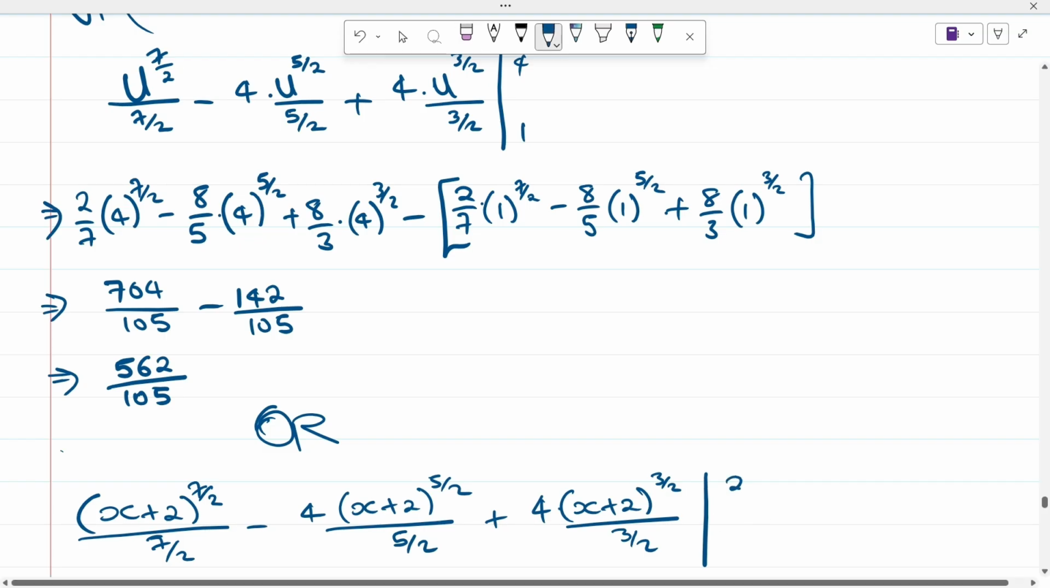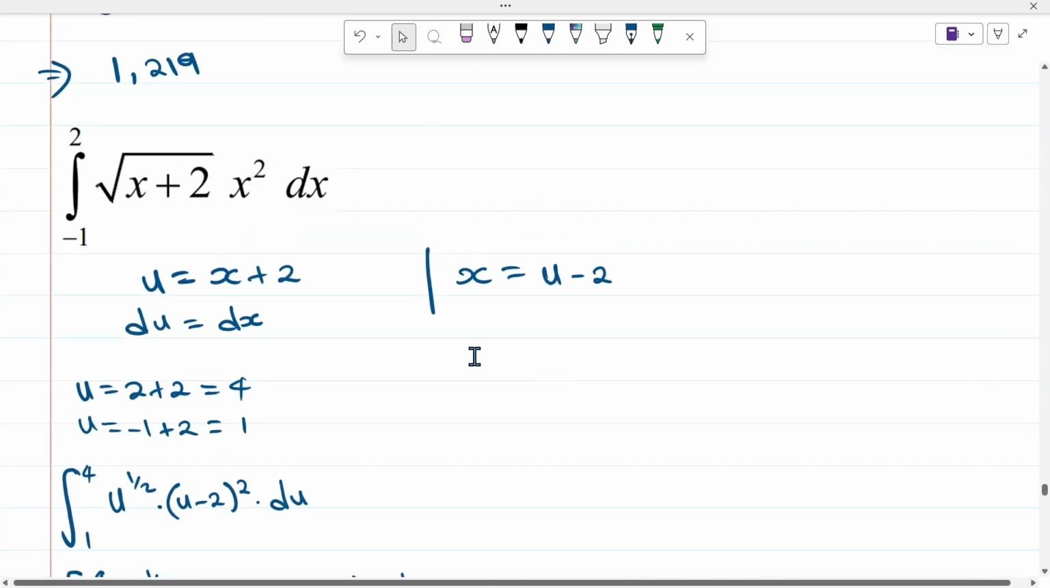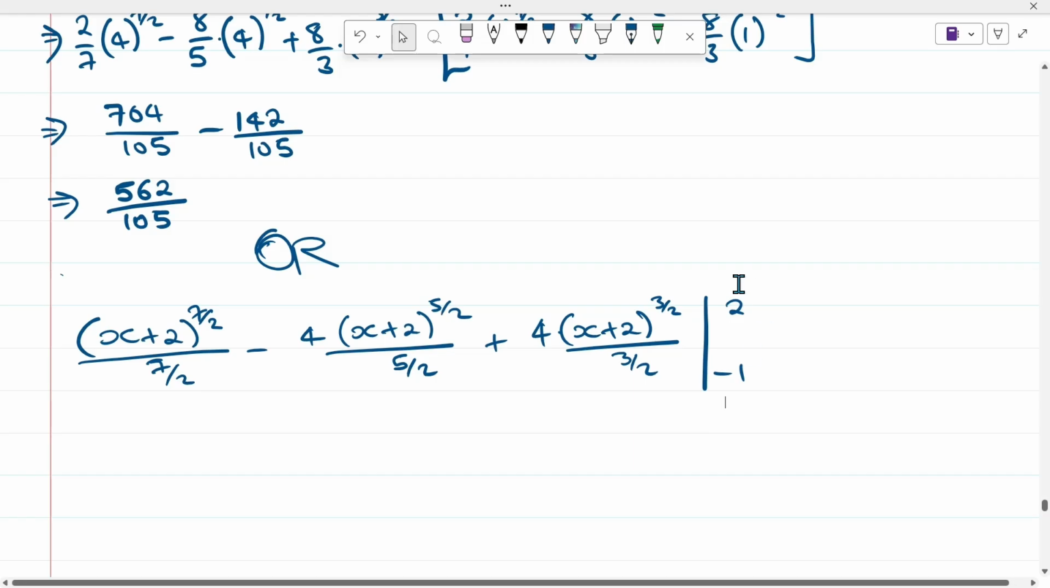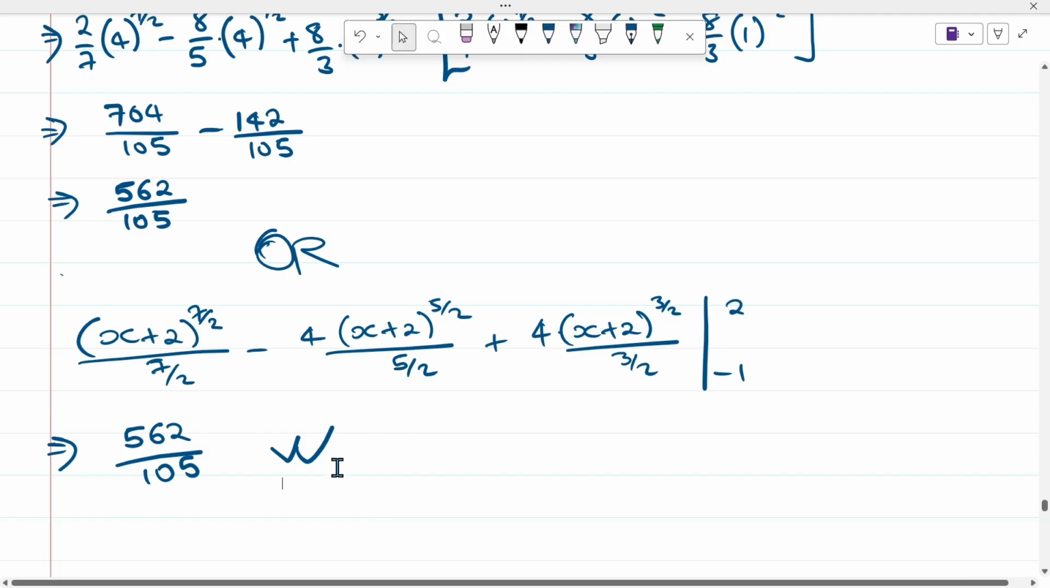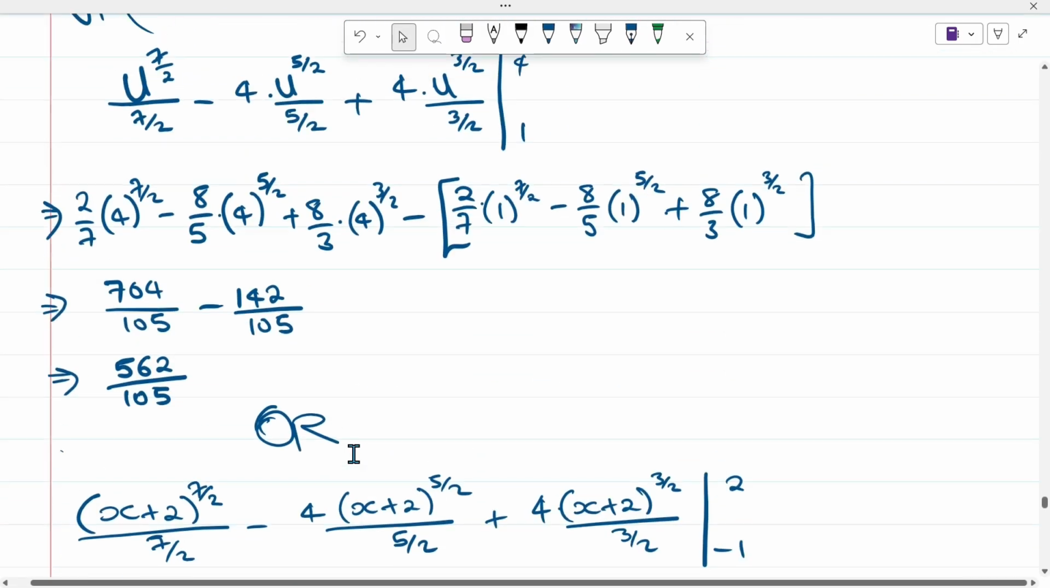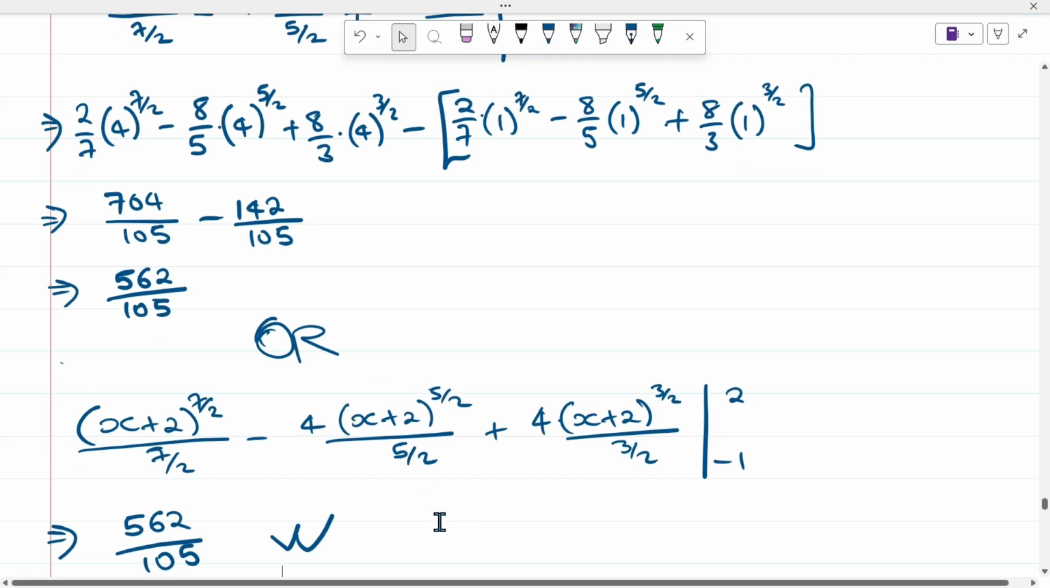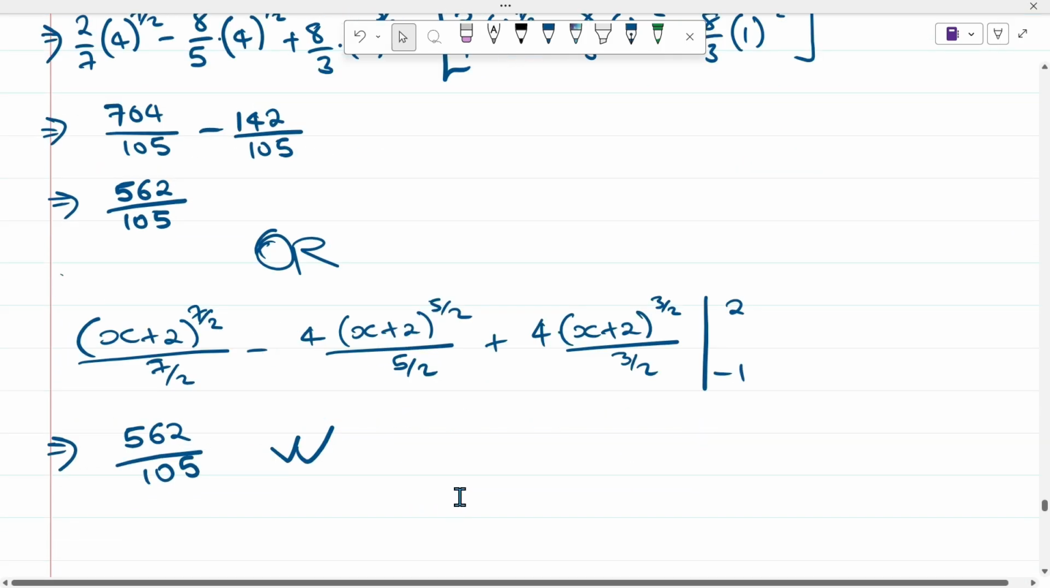Then for the limits, you're supposed to use 2 and -1 because they are the ones for x. The limits for x are -1 and 2. So when you punch this, you should be able to get the same answer on your calculator as 562 over 105. So you can try it there, and you'll see that it is the same thing whether we use u or x's. Anyway, let's continue.